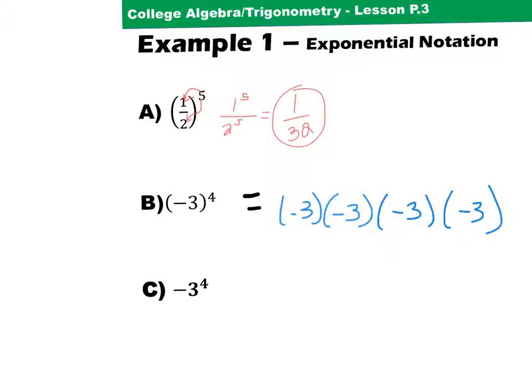Now, some of you don't know what 3 to the fourth power is. That's okay. If I write it out, what's negative 3 times negative 3? Positive 9. And then over here, what's negative 3 times negative 3? Positive 9. So negative 3 to the fourth power is how much? 81. Good. Guys, any negative raised to an even power, 2, 4, 6, 8, is going to be positive.